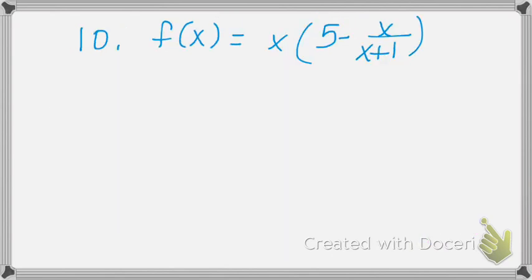Alright, here's another variation of using the product rule or quotient rule. You can start off by using the product rule if you want, but in the middle of it you would have to use the quotient rule. I personally think it's easier to go ahead and just multiply.